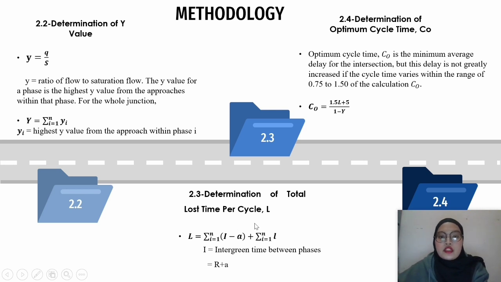For 2.3 determination of total lost time per cycle L, we use this formula where I is the intergreen time between phases, which is equal to R plus A, and then we use this equation to find the whole equation. Then 2.4 determination of optimum cycle time CO. Optimum cycle time CO is the minimum average delay for the intersection, but this delay is not greatly increased if the cycle time varies within the range of 0.7 to 1.0 of the calculated CO. We use this formula to find the optimum cycle time. That's all from me. Thank you.